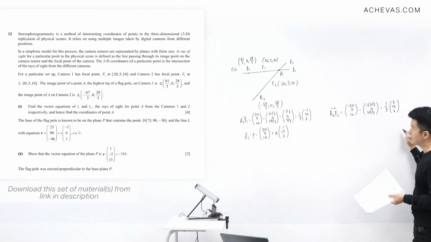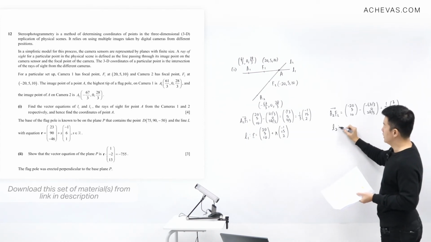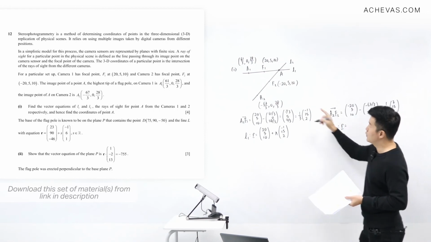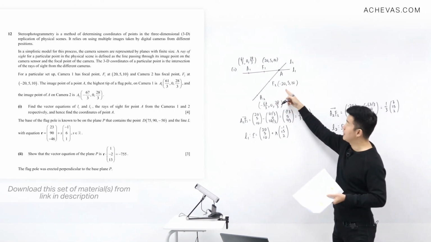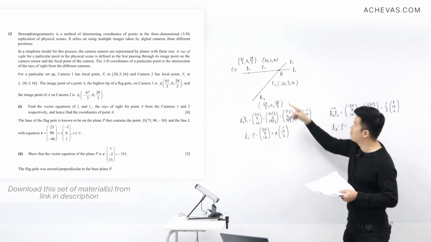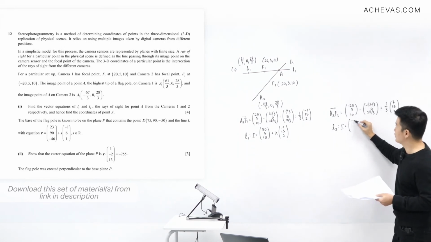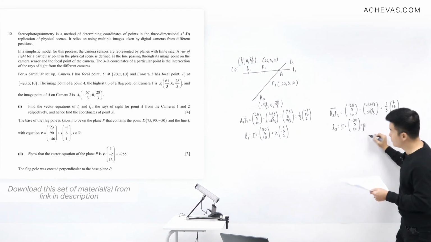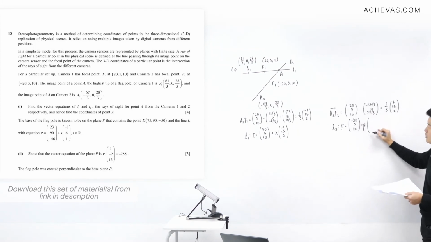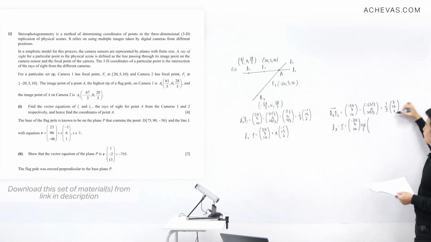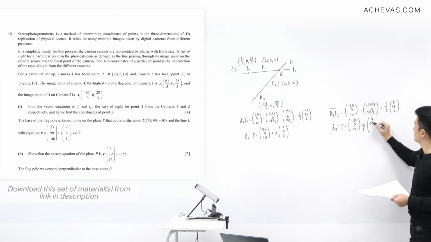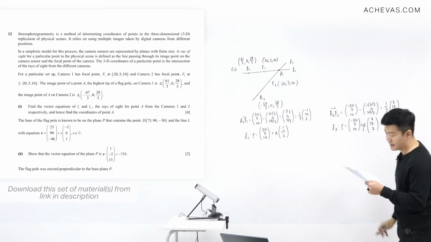So for L2, it is going to be passing through this point or this point. I can use either of them, and I'm definitely going to be using the simpler looking point. So it is going to be (-20, 5, 10) plus mu of a direction that is parallel to L2. We can either use the entire one, or let's just use this (7, 15, 2). So this is L2.